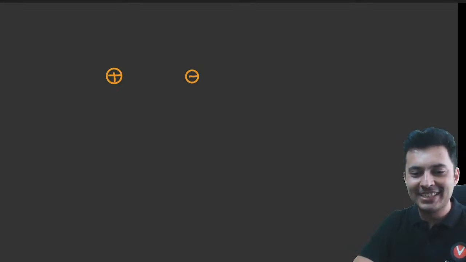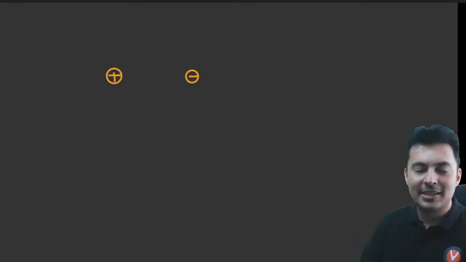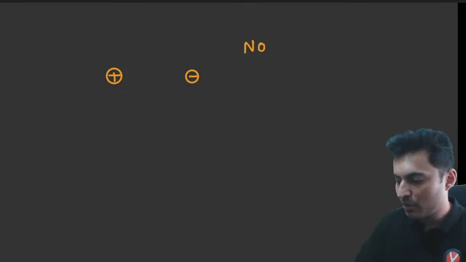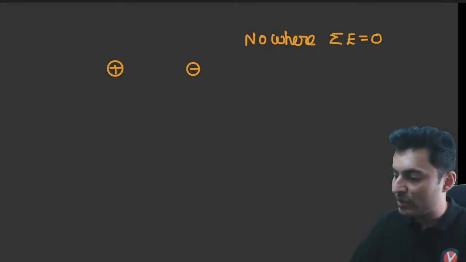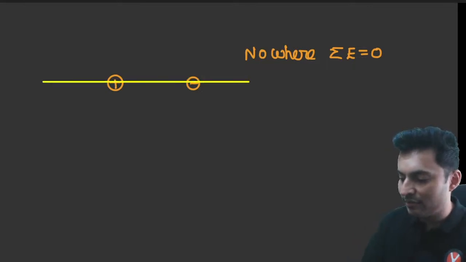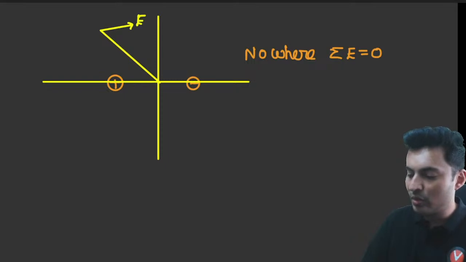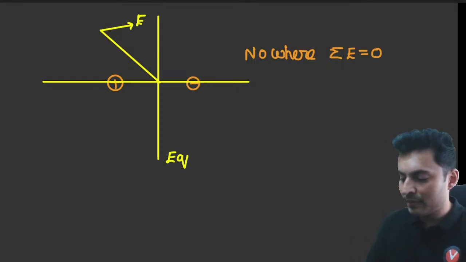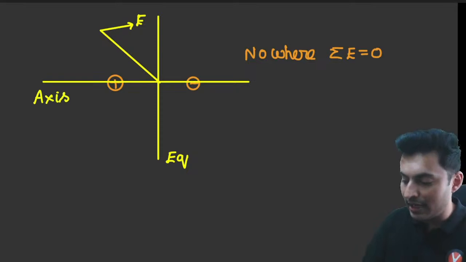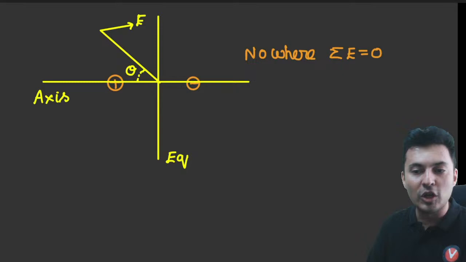Okay. Where is it, guys? Nowhere. Midpoint. Outside the dipole. The answer is nowhere. Nowhere is the net field zero. Keep this in mind, because if you remember, on the axis there is some field. On the equator there is some field. At any random point also there is some electric field, if you remember it carefully. So nowhere, be it the equator or the axis or any other random angle, is the electric field zero.